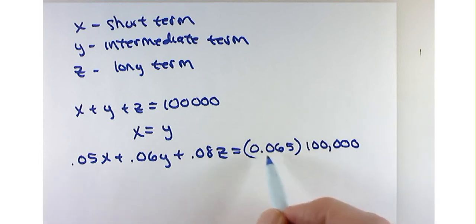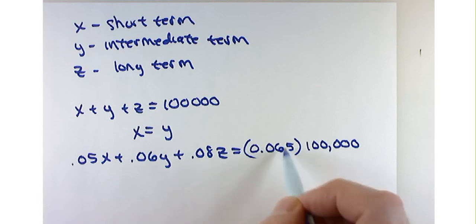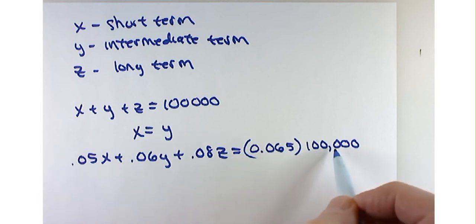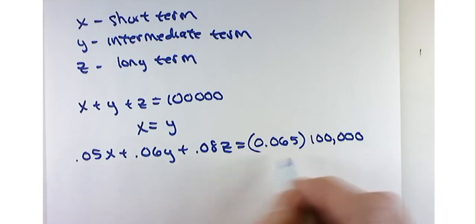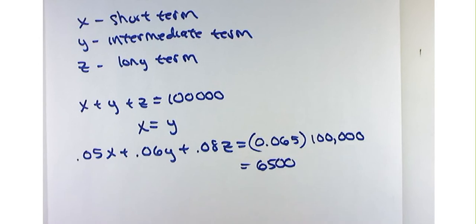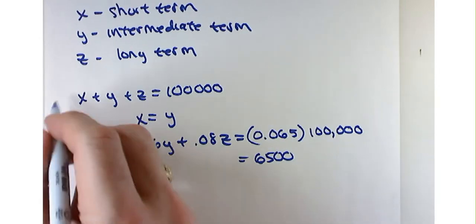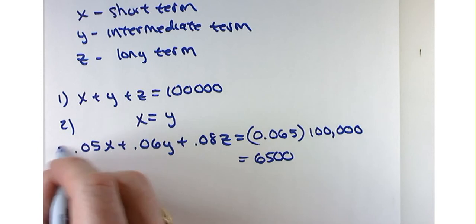So if you multiply that by 0.065, I think you should be getting 6,500. My brain's a little addled. I just want to make sure. 0.065 times 100,000. Yeah, 6,500. So this equation really could be set equal to 6,500. And there's your 3 equations, 1, 2, and 3.